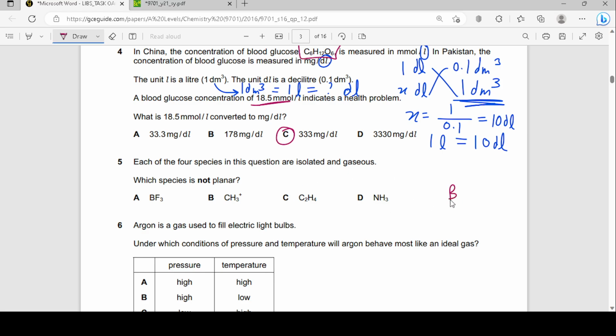Okay, BF3. Let's start with BF3. And boron has 3 electrons in its valence shell. So it has no lone pairs basically. And how many sigma bonds? There are 3 sigma bonds, right, to boron.